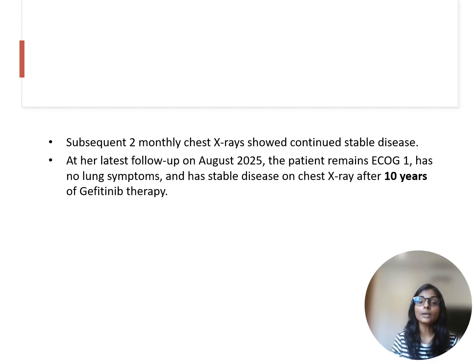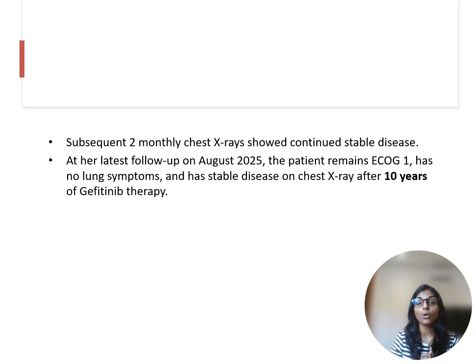So subsequently, we continued surveillance. The only thing is the modality of imaging changed from CT scans to X-rays, because she was not eligible for contrasted CT scans because of her underlying end-stage renal failure. So we performed 2 monthly chest X-rays on her, which continued to show stable disease.